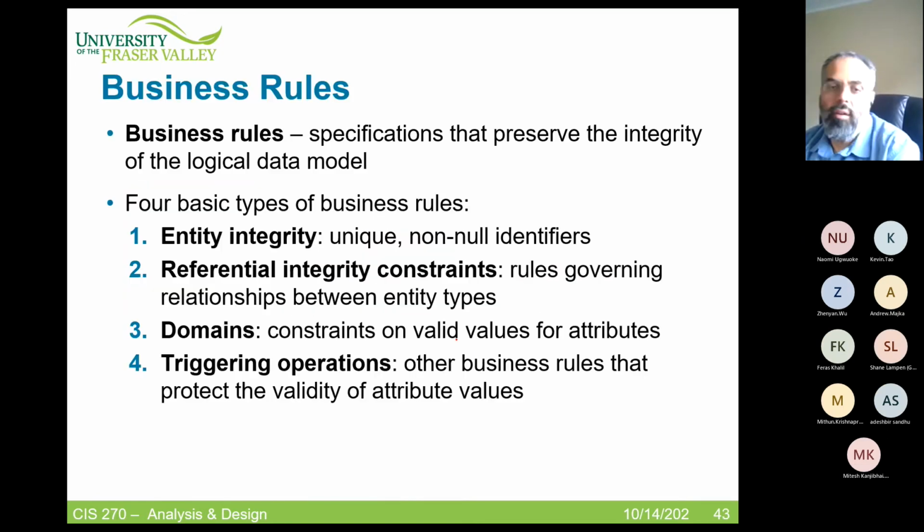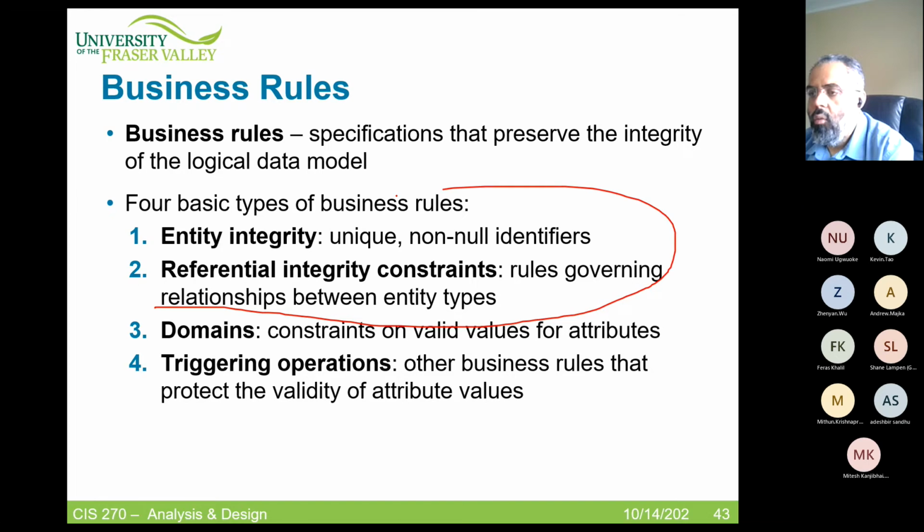So the last part for today is about business rules. Business rules are specifications to preserve integrity, which means that we have already done part of this: entity integrity and referential integrity. Entity integrity, because we talked about the unique attributes that we will have.